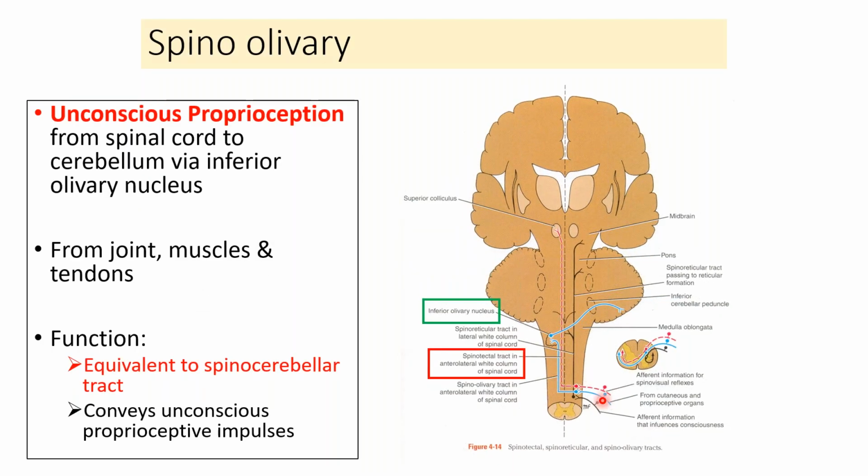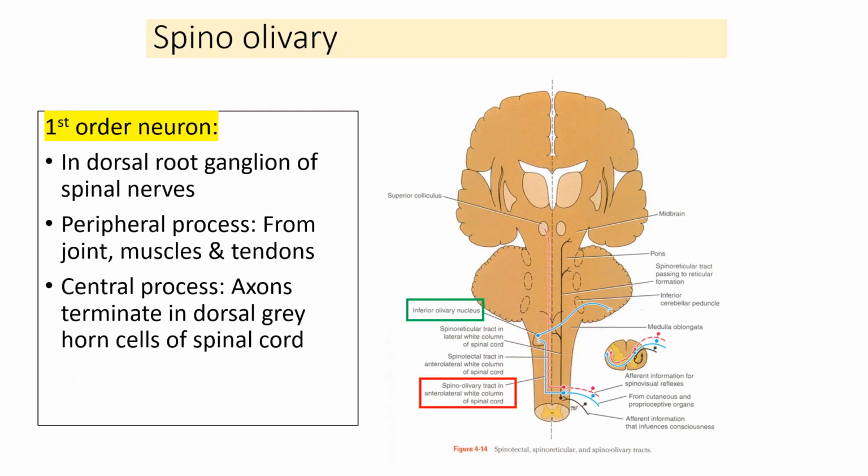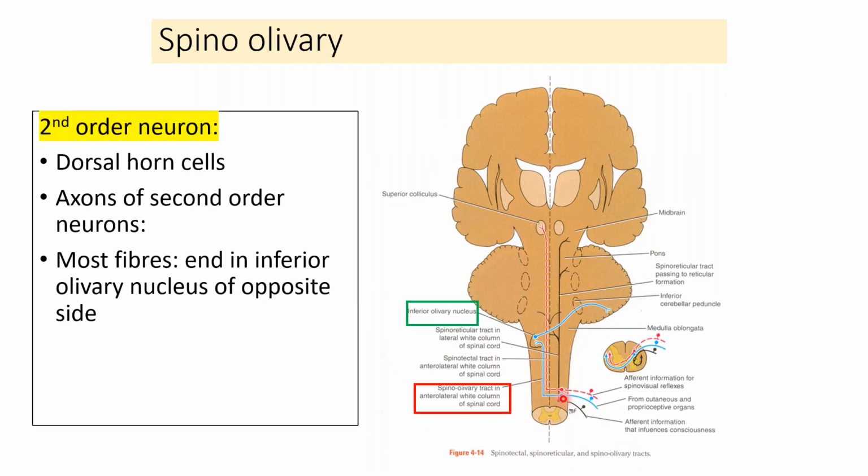Now we come to the spino-olivary. Spino-olivary is equivalent to the spinocerebellar tract because it also carries unconscious proprioception. The spino-olivary tract is demonstrated over here in blue. Its first order neuron, as everywhere, will be from the dorsal root ganglia, and the central processes are going to terminate in the spinal cord dorsal gray horn in a similar fashion.